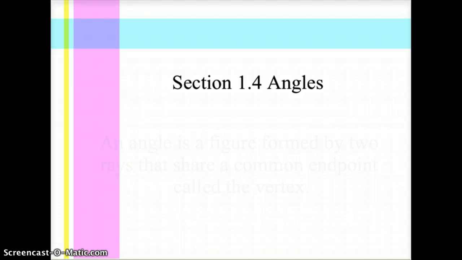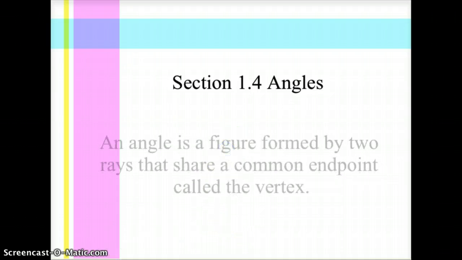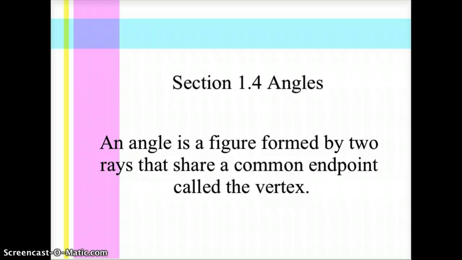As with the last few sections, there are a ton of vocabulary words and 2 new postulates for you to learn in this section. Section 1.4, angles. An angle is a figure formed by 2 rays that share a common endpoint called the vertex.